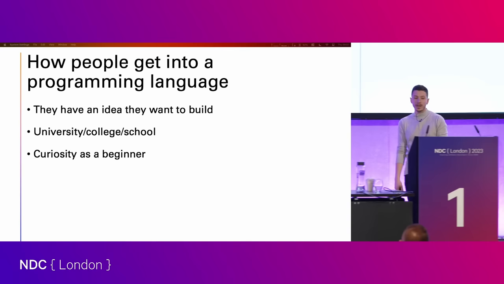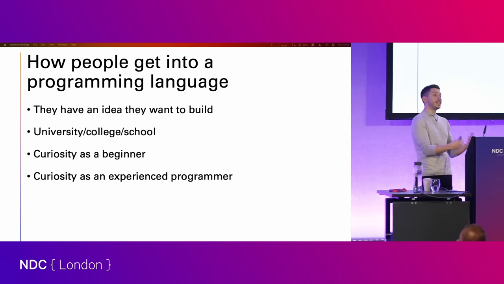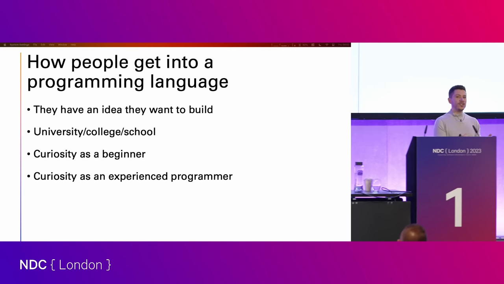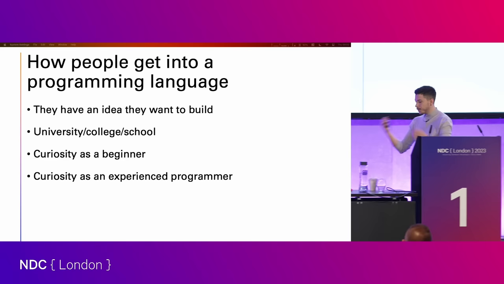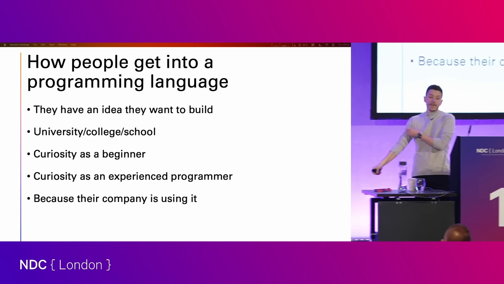Also, curiosity as an experienced programmer. This is another one. I personally really like to get into other programming languages to see where C# is actually getting inspired from, because there are all of these features being added. They're not features you've never seen anywhere else. They're all coming from somewhere, usually F#. And the last thing is because the company is using it. That's how I got started with C#. I desperately needed the job. The first person who said yes just happened to use C# in the company, and I just got into it.